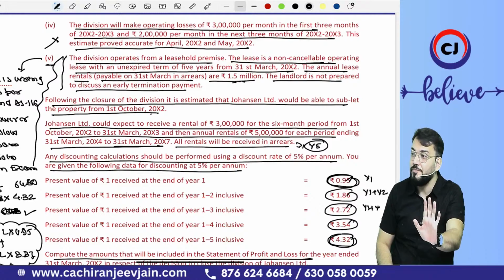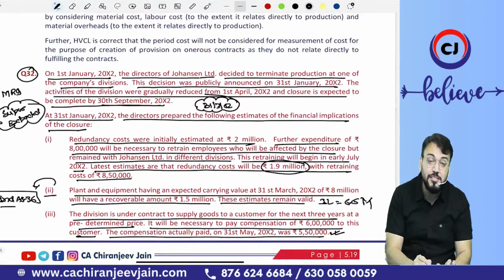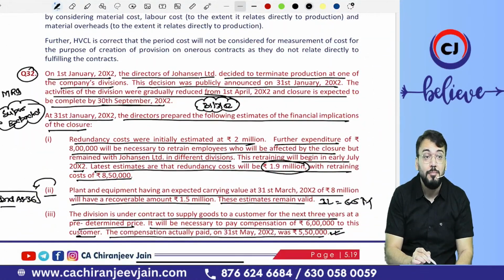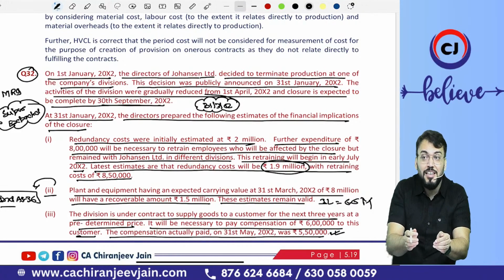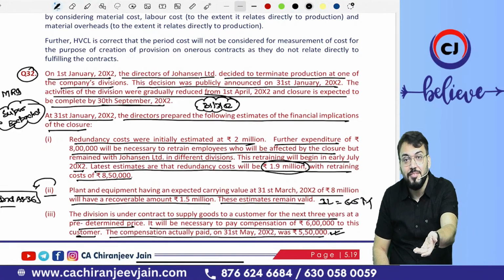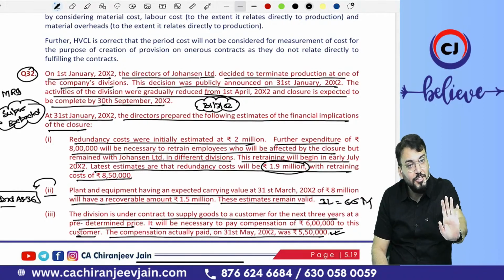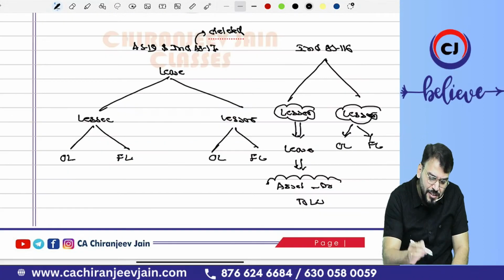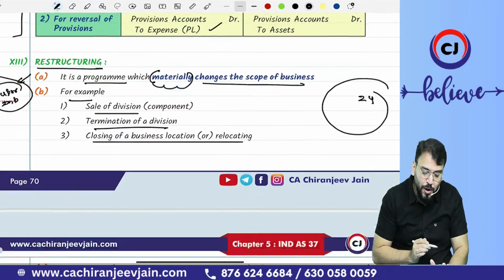Now you can follow or not. And therefore, I have written MRQ: Must Revise this Question before exam. Because if you revise and go, then I can say you can write the answer. Chalega? Understood? Yes, sir. With this, Ind AS 37, all points are over.